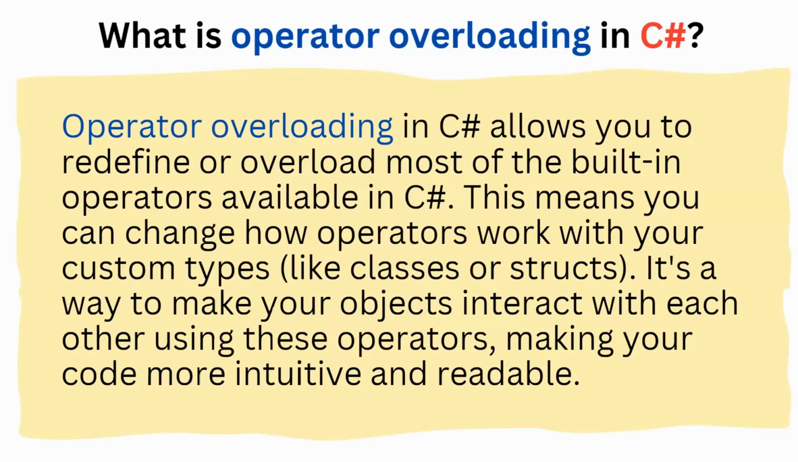What is operator overloading in C#? Operator overloading in C# allows you to redefine or overload most of the built-in operators which are available. This means that you can change how the operators work with your custom types. It is a way to make your objects interact with each other using these operators, making your code more intuitive and readable. So let's start with some code examples that demonstrate how we can use operator overloading in C#.